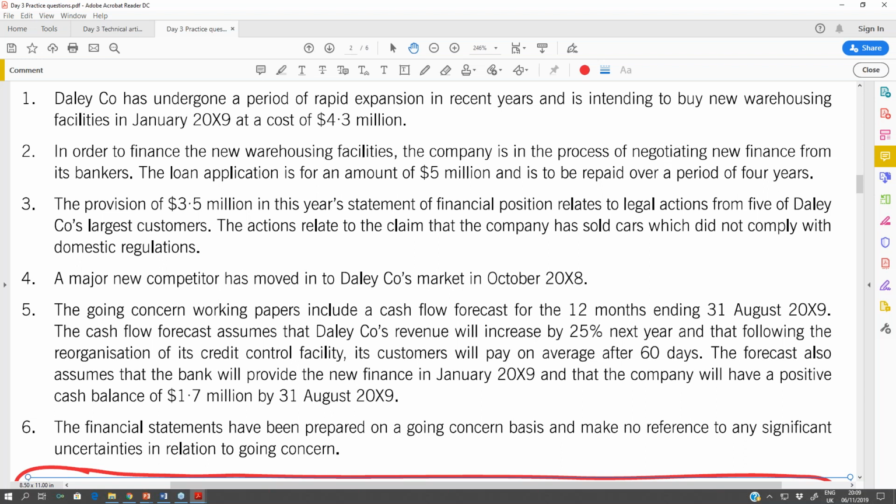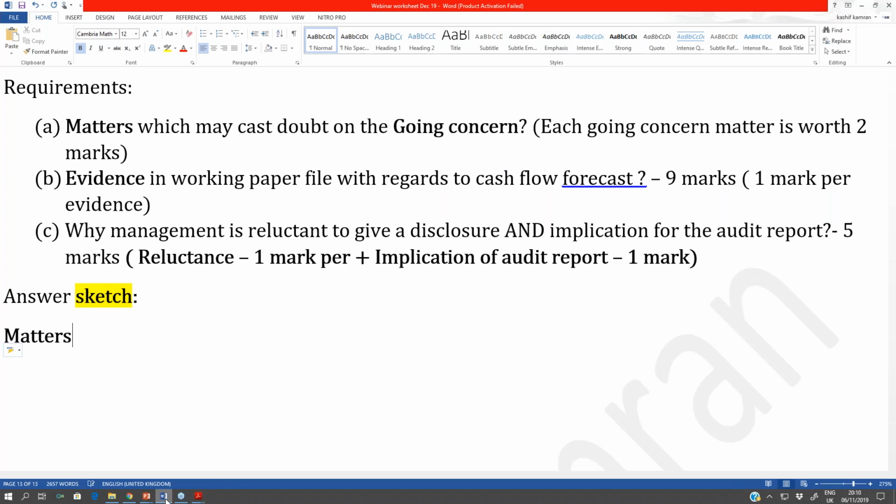Now, there is a risk here that the company is in the process of negotiating a new finance and they need the new finance to buy the new warehousing facility. What if they fail to get the new finance? If they fail to get the new finance, this will impact the buying of the new warehouse and that could cause them problems. So we need to be skeptical here of the chances they might be getting a loan. There might be something in the case study which we need to explore about the chances of the loan succeeding or not. But I'm taking this as my first skeptical point when I'm writing upon the matters for the going concern.